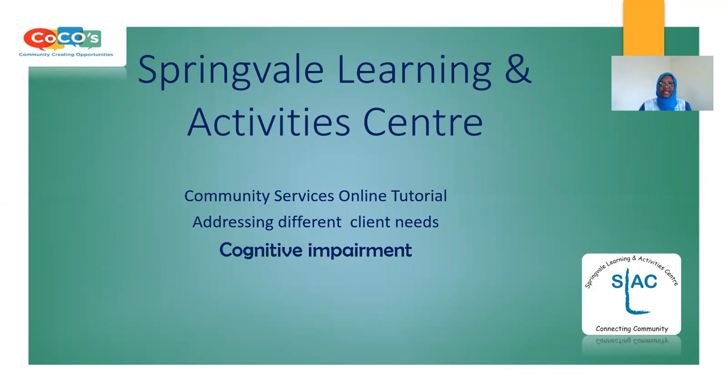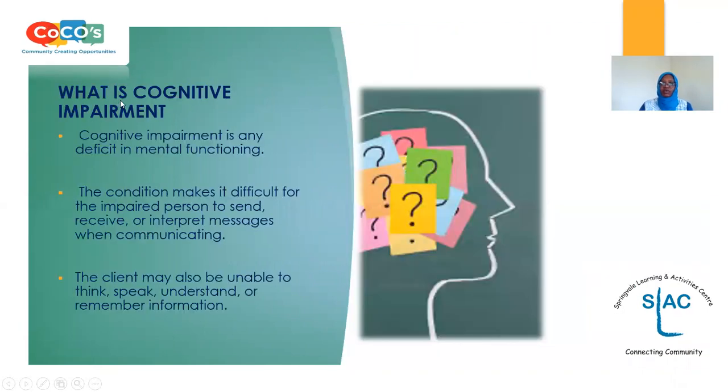I'm Hiba Rajab, and in this tutorial we'll be looking at addressing the needs of a client with cognitive impairment. What is cognitive impairment? So cognitive impairment is any deficit in mental functioning. The condition makes it difficult for the person with impairment to send, receive, or interpret messages when communicating. The client may also be unable to think, speak, understand, or remember information.